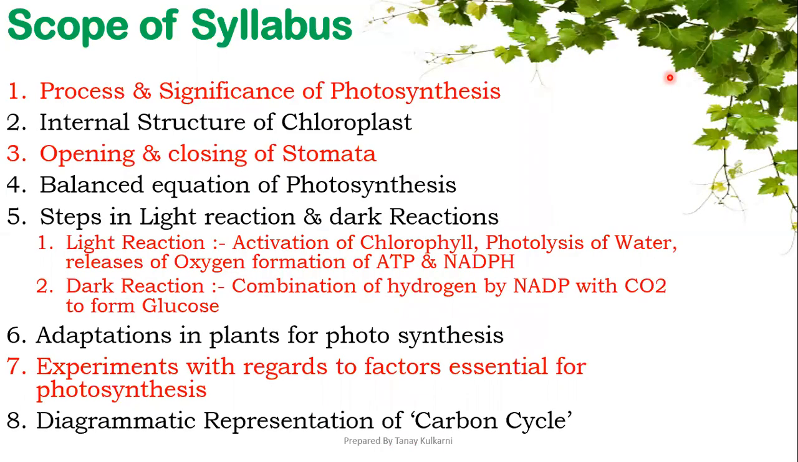These are a few important points from our scope of syllabus, which we are going to discuss throughout this presentation. We'll talk about the process, definition, significance of photosynthesis, site of photosynthesis, that is chloroplast, its internal structure, how the stomata opens and closes, what is the balanced equation of photosynthesis, two important steps in the light reaction as well as dark reaction, correct? What are the different adaptations the plants go for photosynthesis purpose, different experiments, and last but not the least, the diagrammatic representation of carbon cycle.